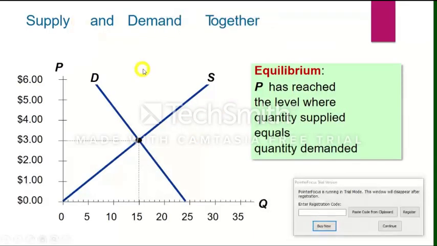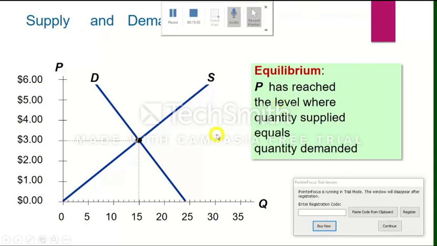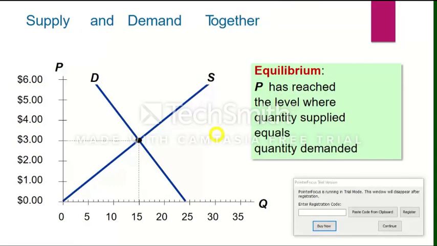Now next is supply and demand together. We are going to put the supply and demand curves together in one diagram, and we would like to determine the equilibrium in the market. Here equilibrium refers to a situation in which the price has reached the level where quantity supplied and quantity demanded become equal.